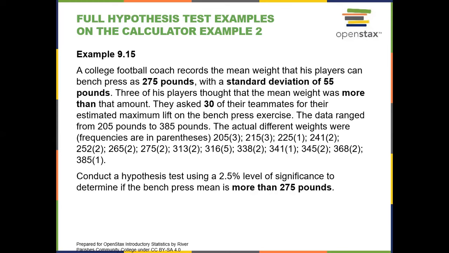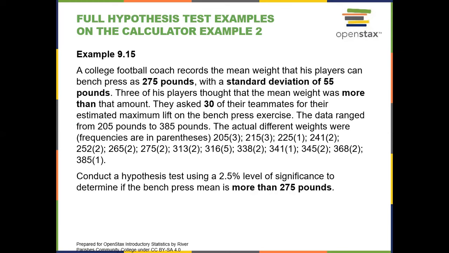First, we have to enter the data in L1. So press the stat button. Then number 1 is edit. Then in L1, enter 205 3 times, followed by 215 3 times, and so forth. In total, there should be 30 data points. Okay. Now we go to stat, test, and we go to 1, z-test.